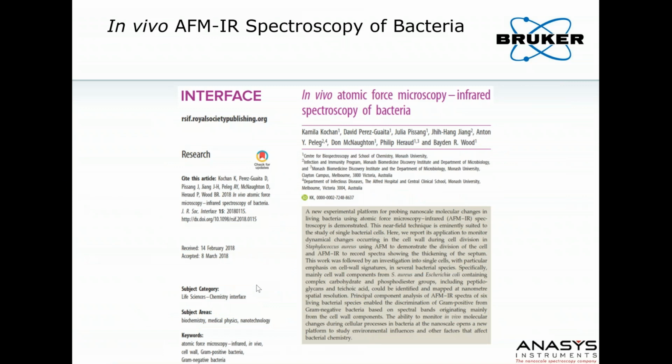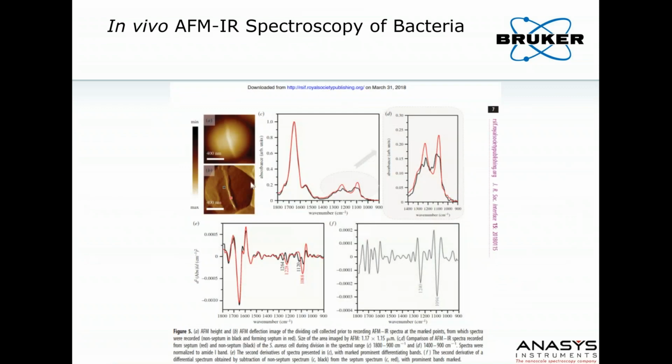The second example out of Bayden Wood's group is AFM-IR spectroscopy of bacteria. And so they were actually able to collect IR spectra of a cell that's been in the process of dividing. And you can see a spectrum collected right on the septum where the cell is dividing compared to a spectrum taken away from it. You can see these bands down here around 1200 wave numbers that are different. These are due to phosphonate and skeletal modes that are starting to pop up right on this membrane.